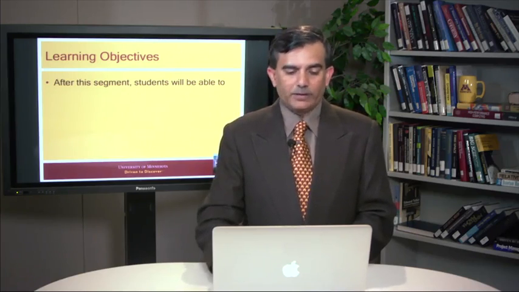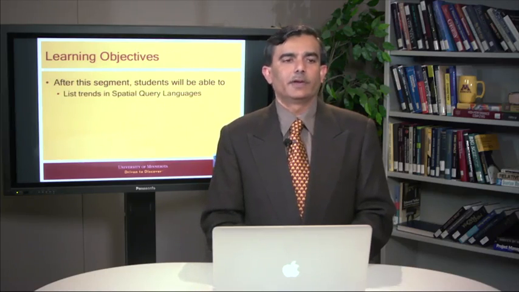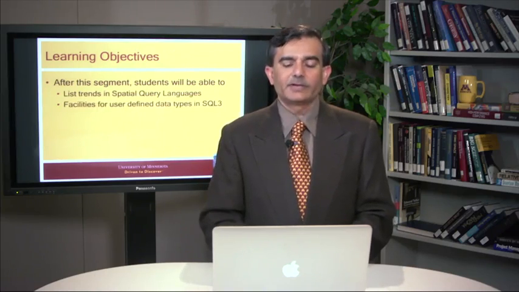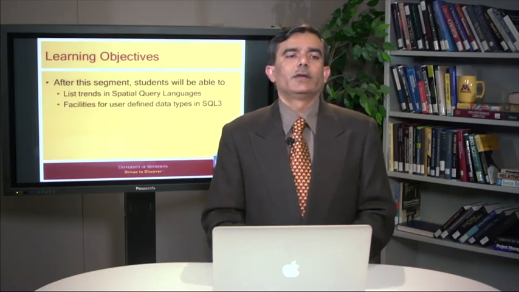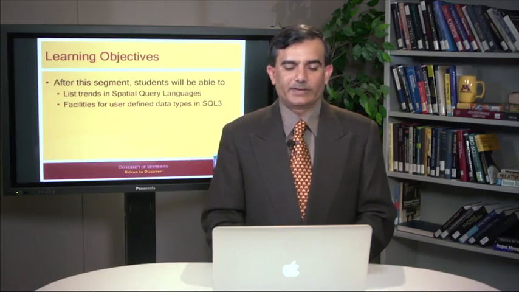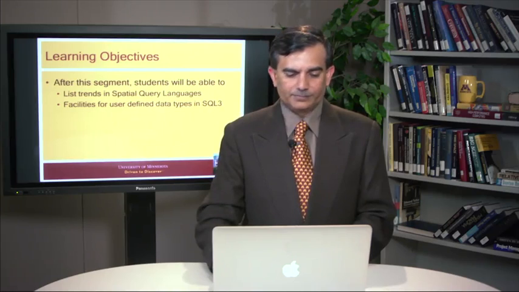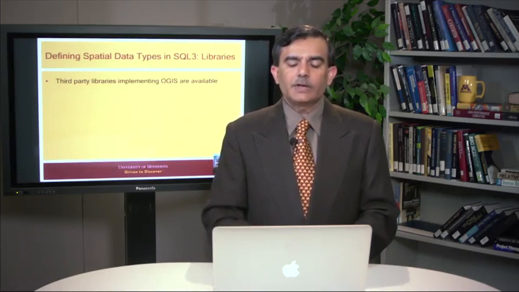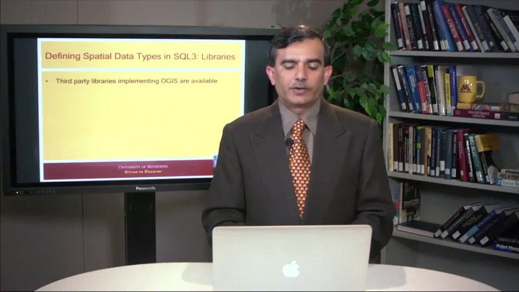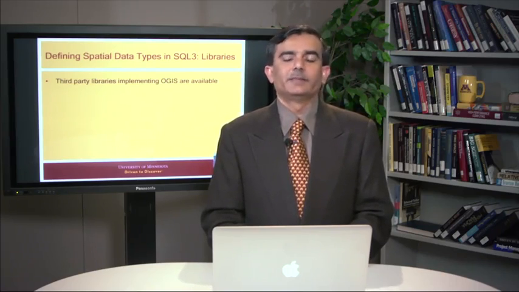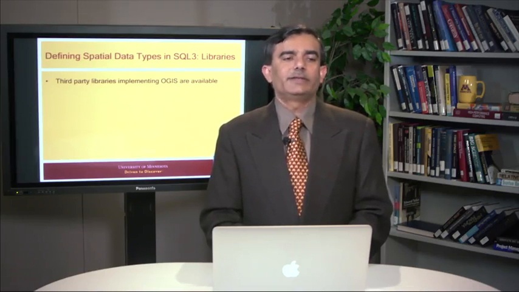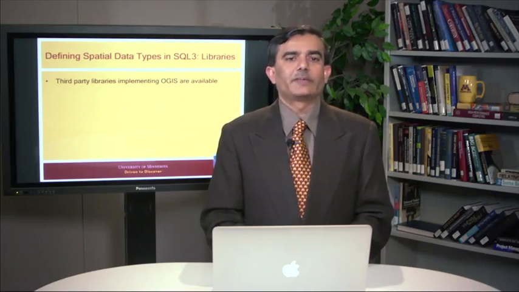Okay. So at the end of this video segment, we are going to know a little bit about the trends in spatial query languages, and also know a little bit more about SQL3, the mechanism using which these query libraries are added. So the key thing to know about SQL3 is the following. It has provided a mechanism to add user-defined data types, and once you have that mechanism, many different libraries can be added to SQL3, and each library can have a new set of data types and operations.